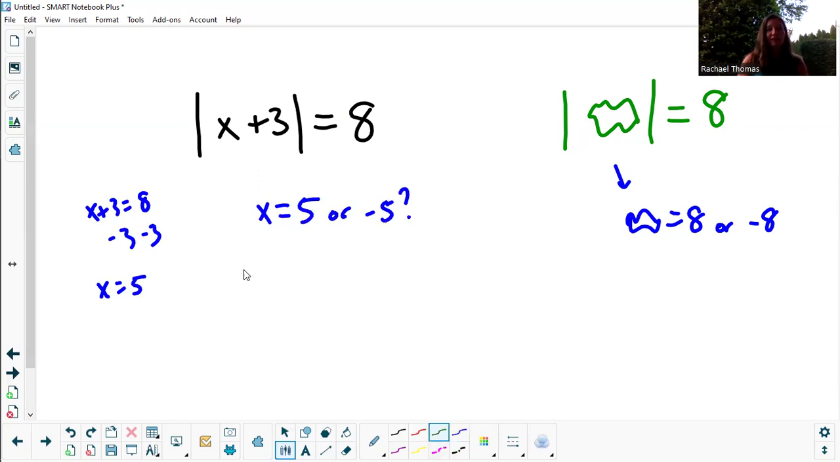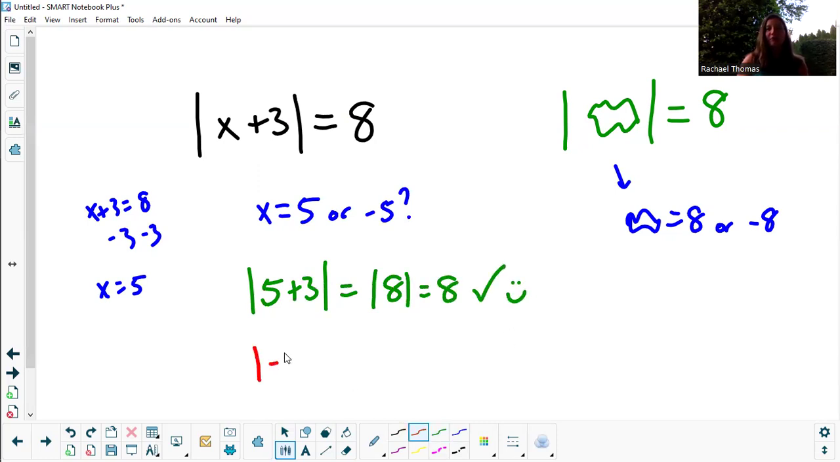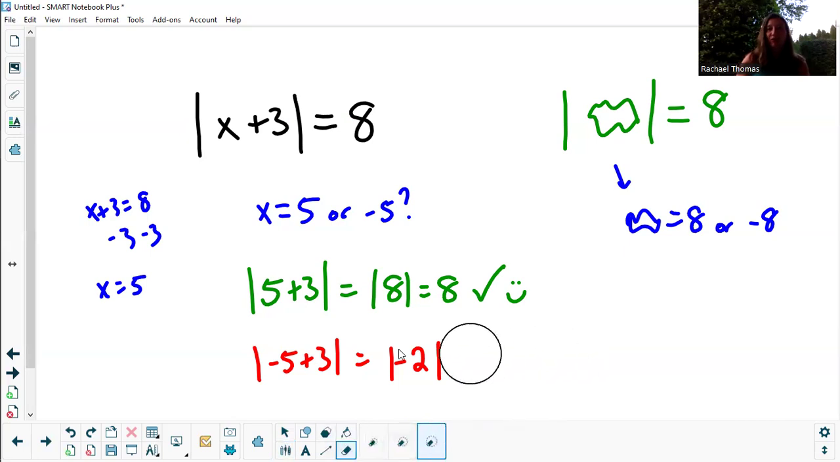Well, let's try that. Let's plug them in and see. The absolute value of 5 plus 3 would be the absolute value of 8 is 8. Check, smiley face. Yay, that one works out. The absolute value of -5 plus 3. Ooh, this is not looking good because -5 plus 3 is -2, and the absolute value of -2 is 2, which is not 8. So I can't just solve my equation and then throw a plus or minus sign on it.